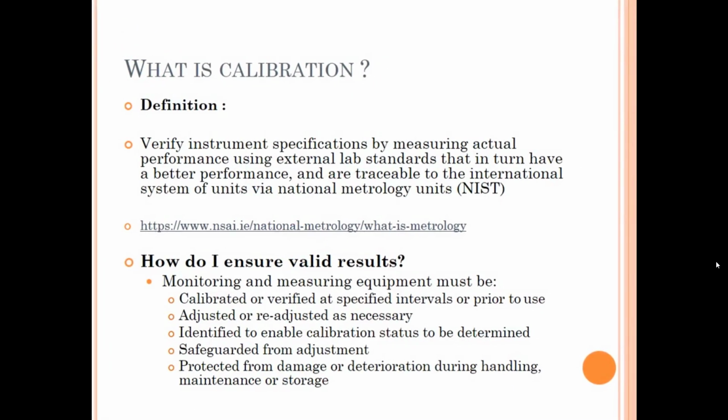How do I ensure valid results? So monitoring and measuring equipment must be calibrated or verified at specified intervals or prior to use. Equipment must be adjusted or readjusted as necessary. Equipment must be identified to enable the calibration status to be determined. Equipment must be safeguarded from adjustments which would invalidate measurement results. And equipment must be protected from damage or deterioration during handling, maintenance, or storage.